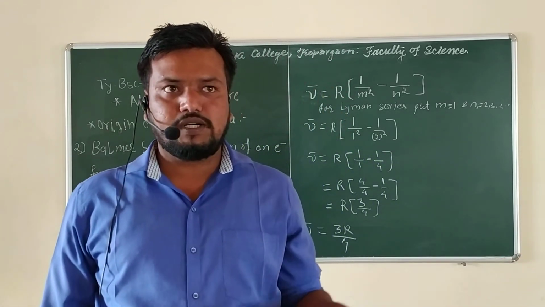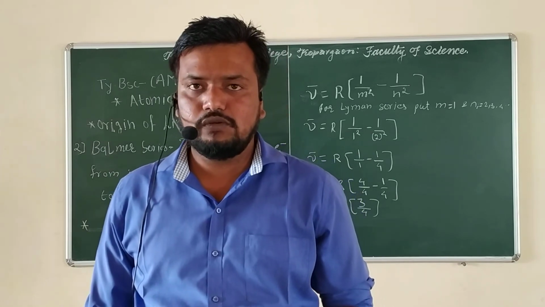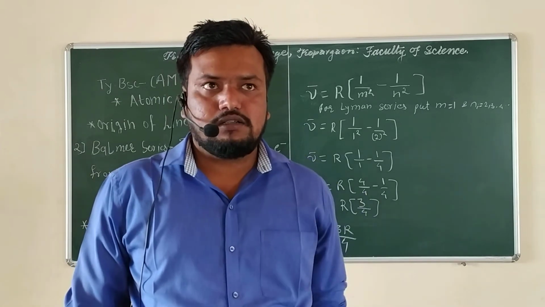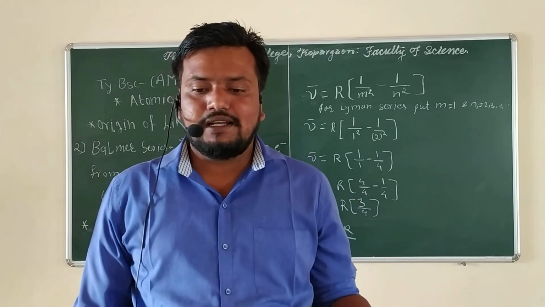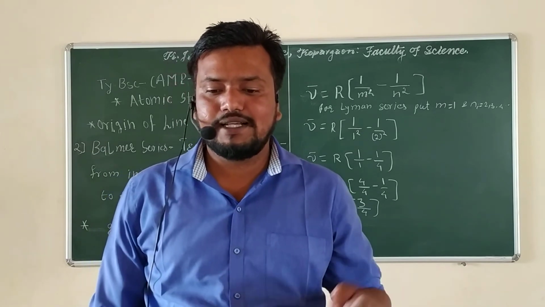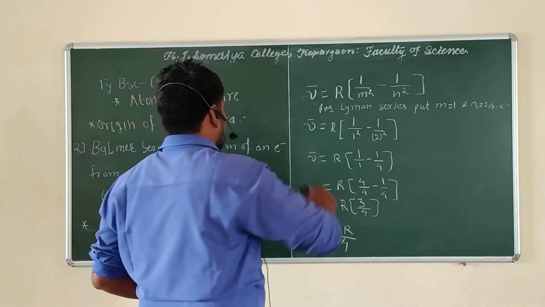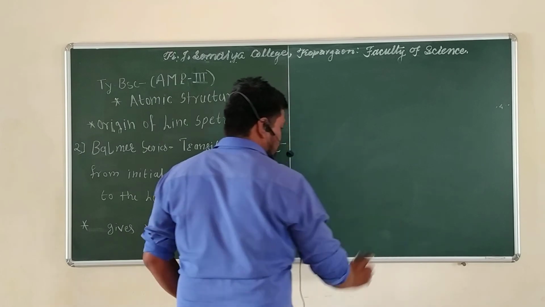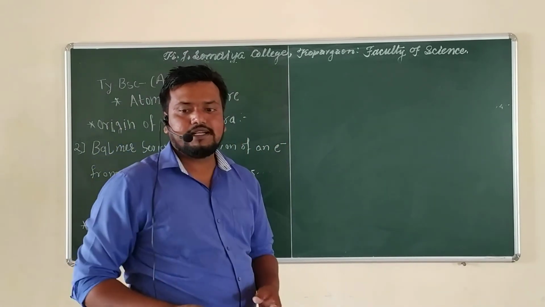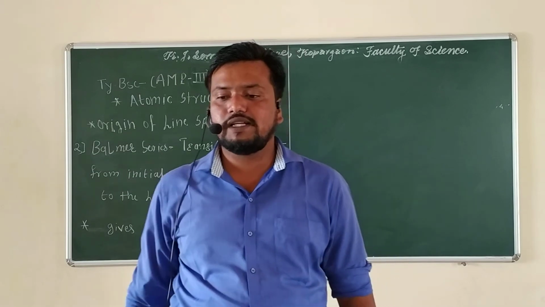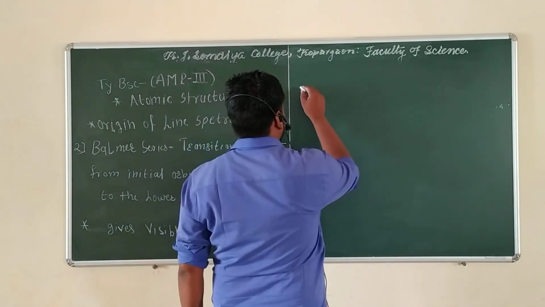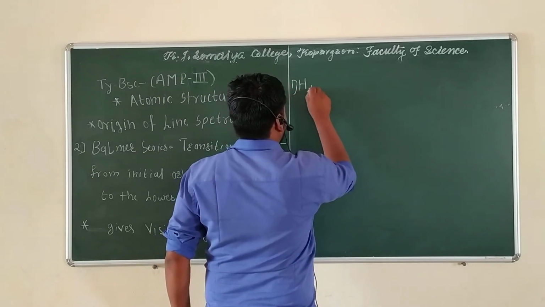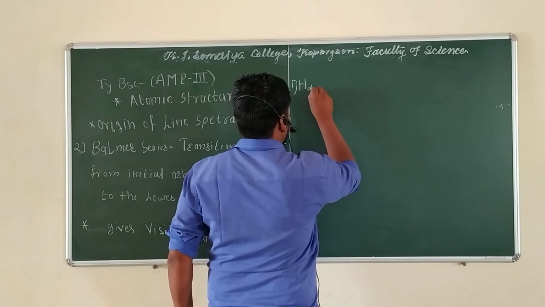Okay, so in the Balmer series, n is equal to 3, 4, 5 and m is equal to 2 is the fixed value. And in the Balmer series, the spectral lines are again divided into four lines: the H alpha line, H beta line, H gamma line and H delta line. The first line of the Balmer series is the H alpha line.